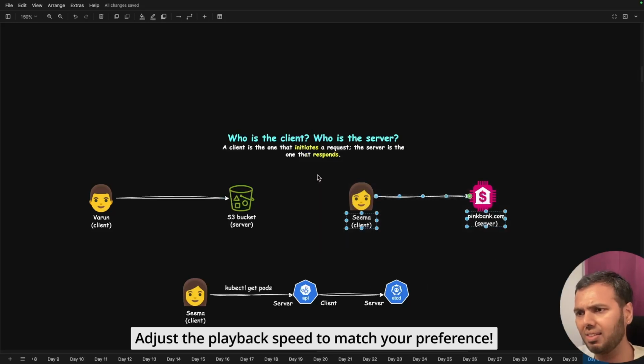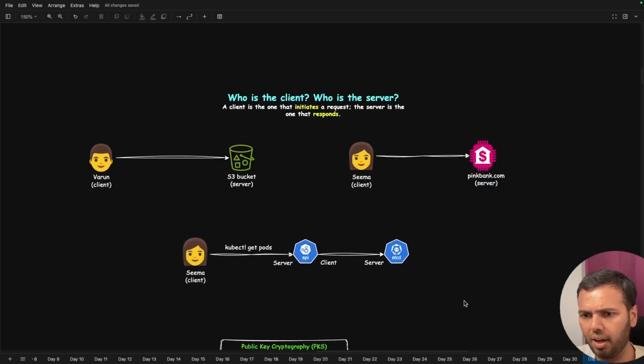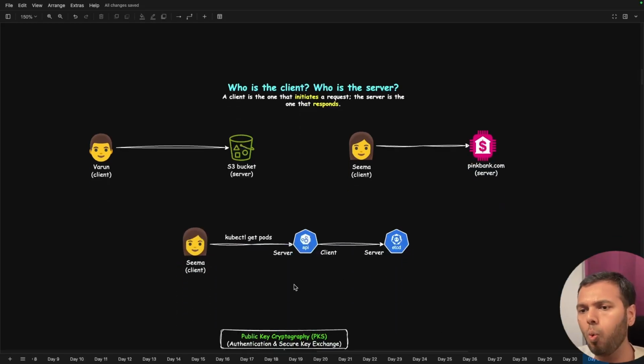When Seema is accessing pinkbank.com to, let's see, check her balance, then Seema is the client because she is the one who is initiating the connection, and pinkbank.com becomes the server because it responds to her request. In this scenario, it gets a little more interesting. When Seema wants to know what all pods are running in her cluster, she runs the command kubectl get pods. Understandably, as Seema is the one who is initiating this request, Seema becomes the client, and API server is the one towards which Seema has sent this request. So the API server becomes the server.